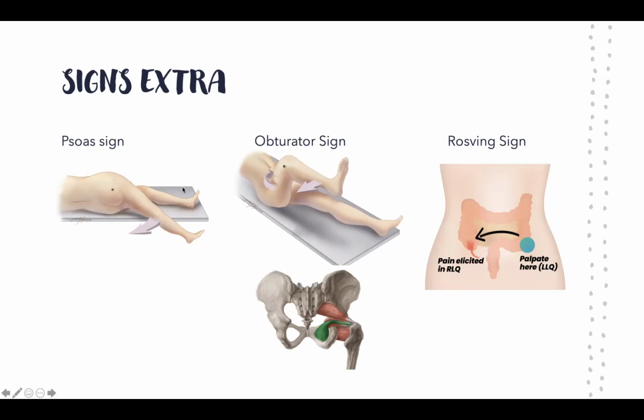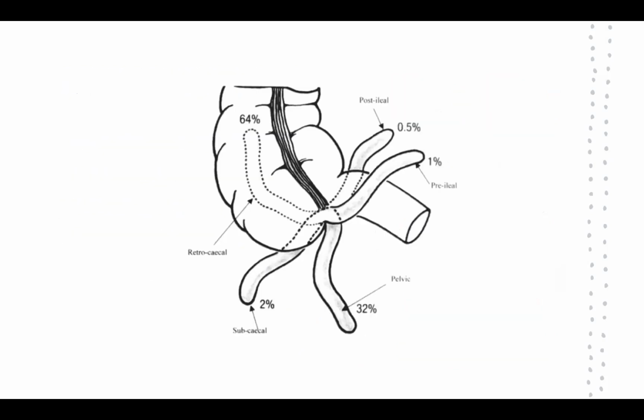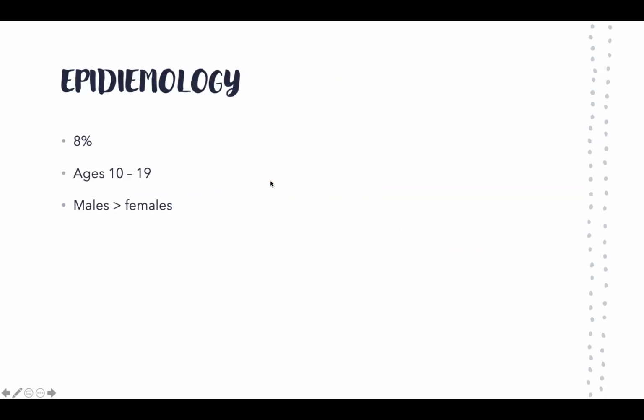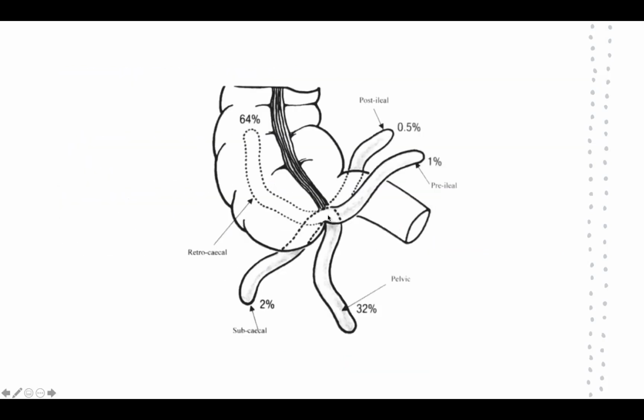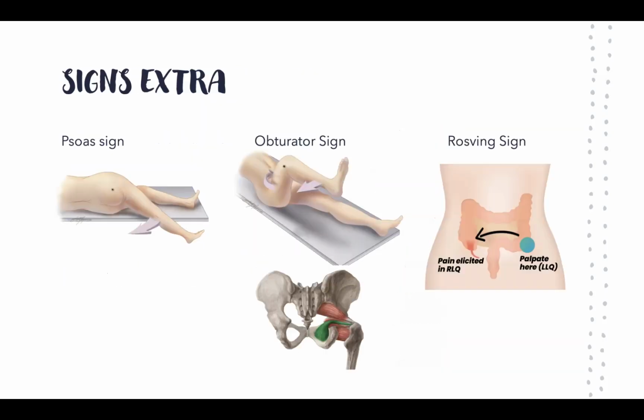The psoas sign is elicited usually when, if we go back, we have a retrocecal appendix; performing this maneuver can cause pain due to the location of the appendix. The obturator sign is very commonly due to a pelvic appendix. So we can see here's the pelvic appendix. This is because when you're performing internal rotation of the hips, it's involving the obturator internus muscle. And this muscle, when you're doing this maneuver, presses up against the appendix and elicits pain.